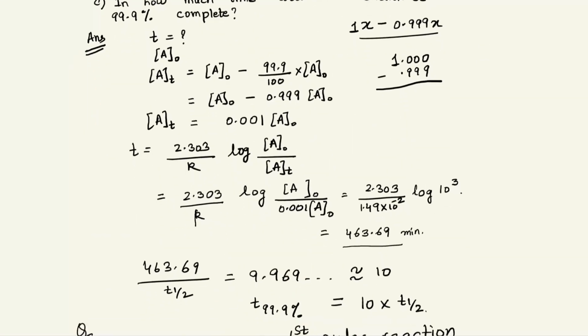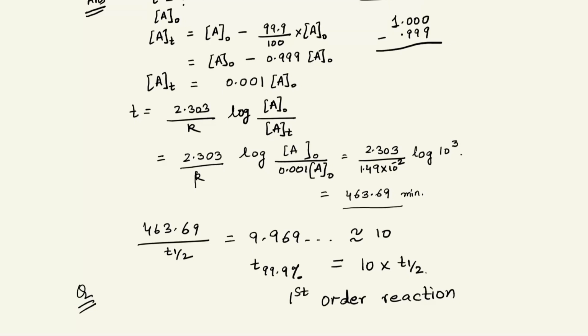So you are asked to prove that the time required for 99.9% completion is approximately 10 times the half-life period. So I have tried to take up that question with the help of this example. If you've got your answer close to 463, there could be differences in the digits after the decimal, because as I said, there's a difference if you are using a logarithmic table and a calculator. If you've got that right, I'll give you an asterisk over here.